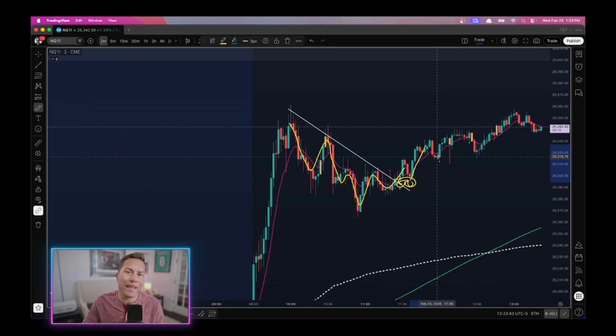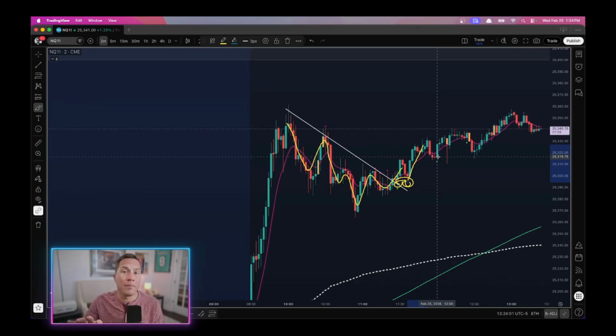If this is something that you find helpful and you want to see more videos, more content, and just understand how to trade without all the indicators. You don't need all the indicators. I do use the moving averages here, but we're really based on structure, based on levels, and then based on price action.